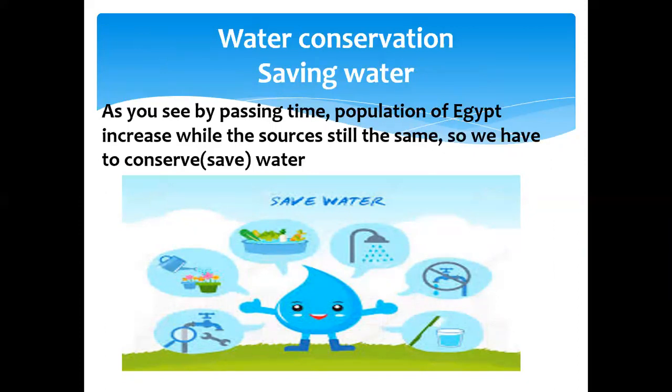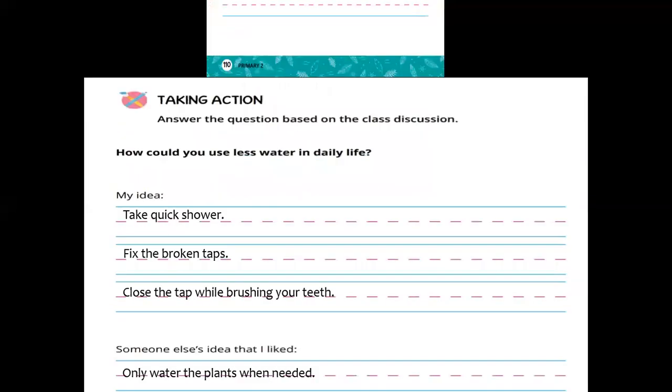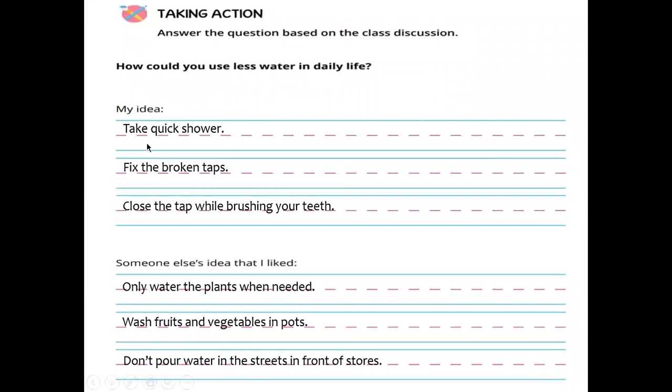Let's list some of these ideas in page 110, titled Taking Action. Let's list the ideas together. Idea number 1, take a quick shower. This, of course, saves water. Number 2, you can fix the broken taps. Of course, it saves water. Number 3, you can close the tap while brushing your teeth. Excellent. Now, let's check someone else's ideas. Maybe your father, your mother, your sister, your brother have many ideas too.